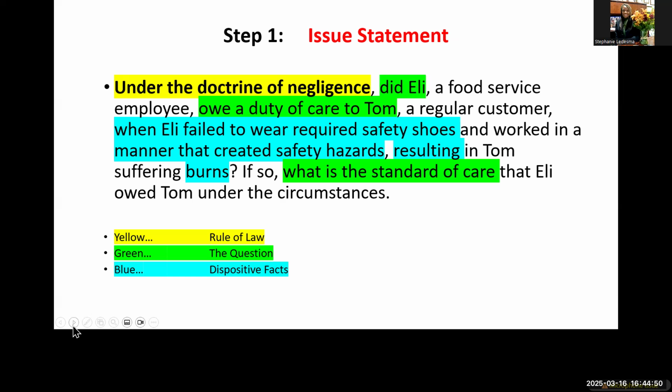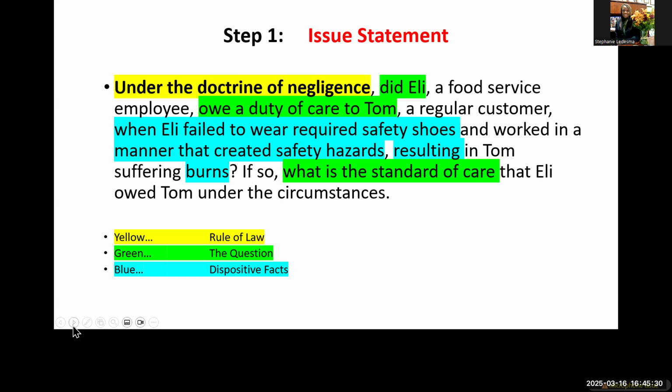Under the doctrine of negligence, did Eli, a food service employee, owe a duty of care to Tom, a regular customer, when Eli failed to wear required safety shoes and worked in a manner that created safety hazards, resulting in Tom suffering burns? If so, what is the standard of care that Eli owed to Tom under the circumstances?